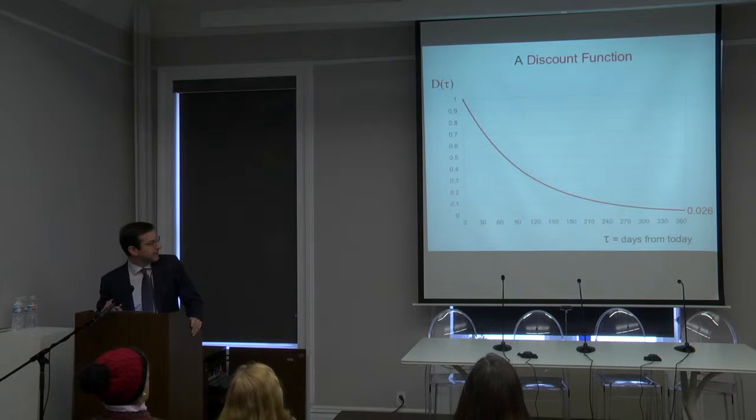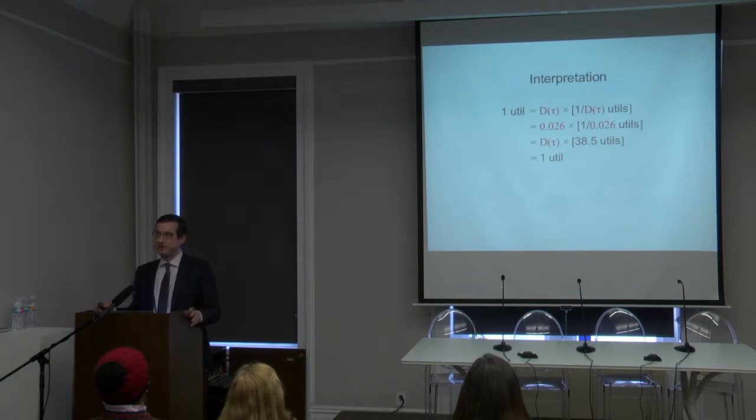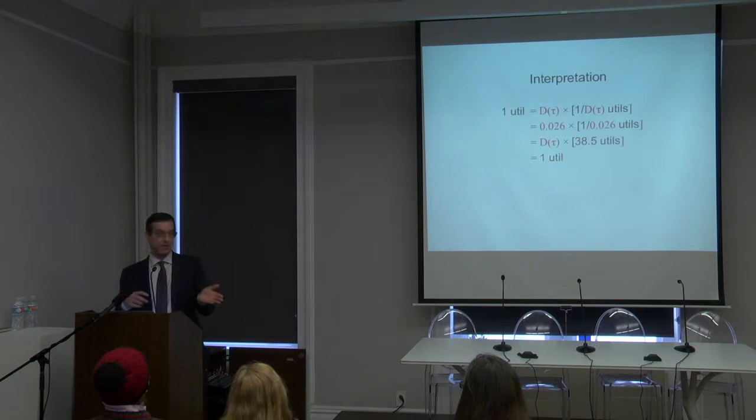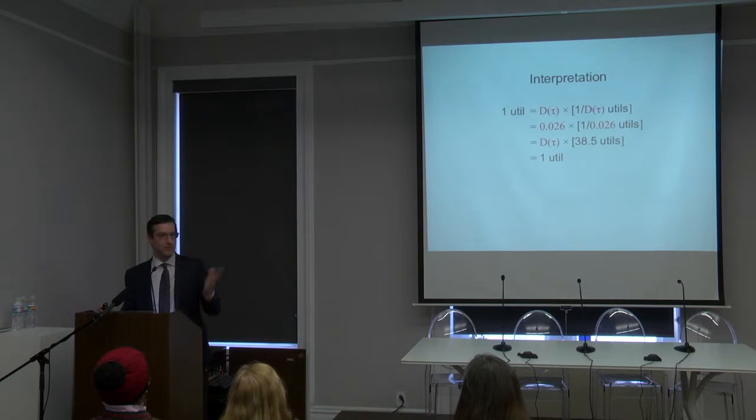So what does that mean? That means that I would need 38.5 utils to be handed to me in a year to make me indifferent between that reward and getting 1 util right now. Now, I'm guessing there's no one in this room who is that impatient that you would say, I need 38.5 in a year in return for 1 util right now.